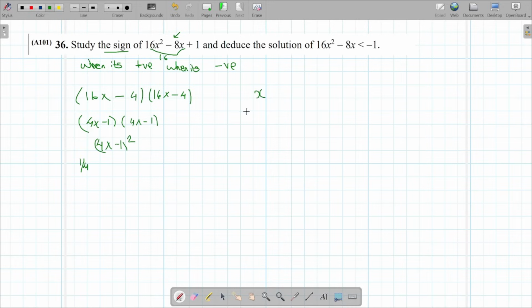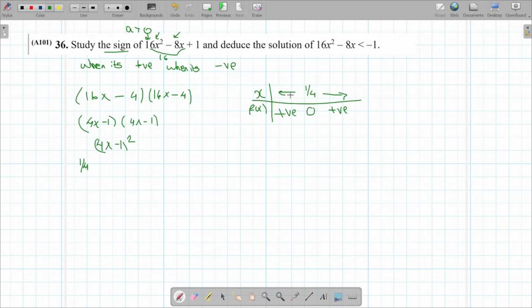So if I draw our x, f of x table, it's gonna look like this, at 1 over 4 since it's only one root. Since we don't have two roots, 1 over 4 is gonna be 0, right? So the sign before and after will be the same as the sign of a, and a in this case is greater than 0. So that means it's gonna be positive, positive. Okay, you can do this.